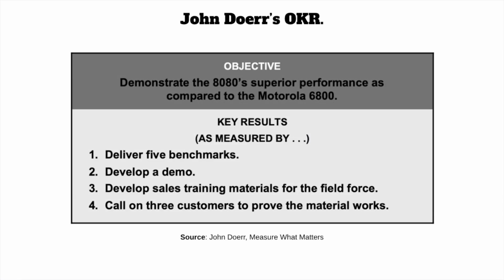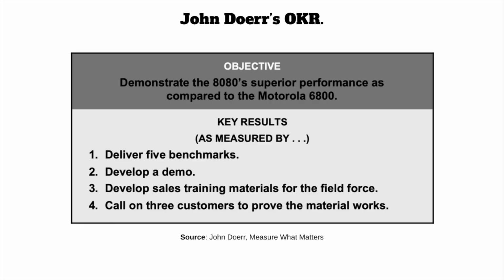Let me share a real example from John Doerr's early days at Intel. In 1975, when he joined Intel, John's manager told him to create his OKR. At that time, John was working on the Intel 8080 microprocessor, one of the leading 8-bit chips in the market. His job was very clear: prove that the 8080 was better than the competition, especially the Motorola 6800. So what did his OKR look like?